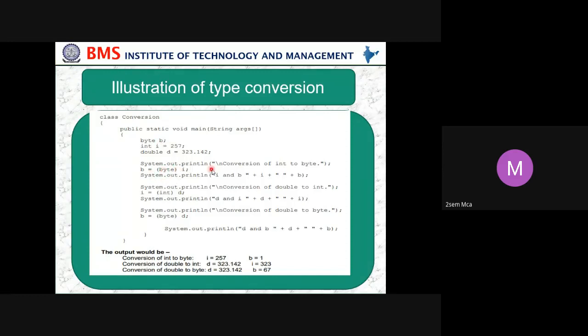In System.out.println, i is an integer and we are storing it into a byte, then displaying b. In the same way, d is a double stored in an integer, then displaying i. And again d, the double, is stored in the byte. All these conversions will have a problem.